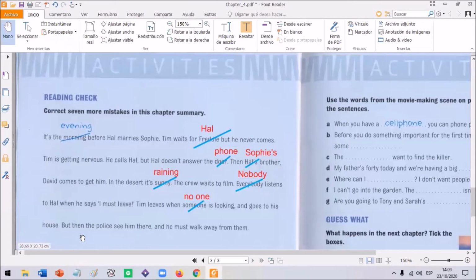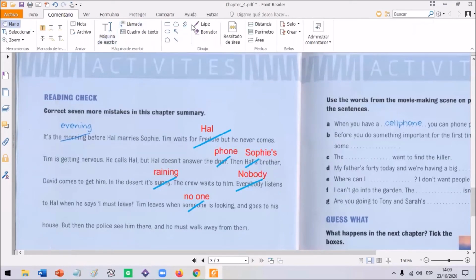But then the police see him there and he must walk away from them. Bueno, en esta última oración hay un error más, a ver si se dieron cuenta cuál era. Can you tell me?